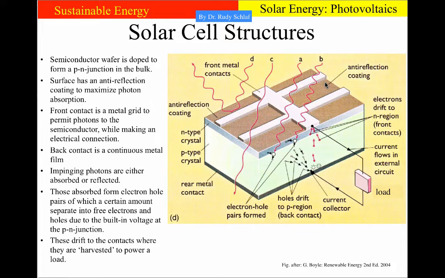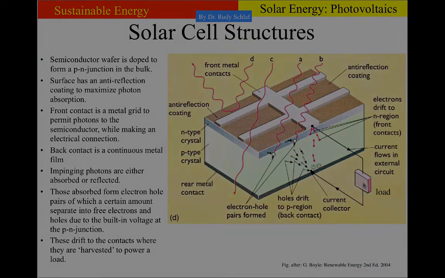To extract the electrons, we also need contacts to the solar cell. On top, of course, this cannot be a layer of metal. This has to be a grid, because metal absorbs or reflects very effectively. On the back, on the other hand, we can have a continuous film. And so these two contacts can now be used to connect the load to the solar cell.